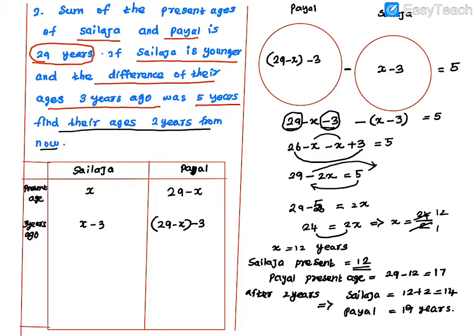Okay, so find their ages as given: their ages 2 years from now, Shailaja and Payal. So that means Shailaja is younger. Shailaja is younger than Payal, and Payal is 19 years. Okay, can you understand? So from the given data, what are the things you can make possible?